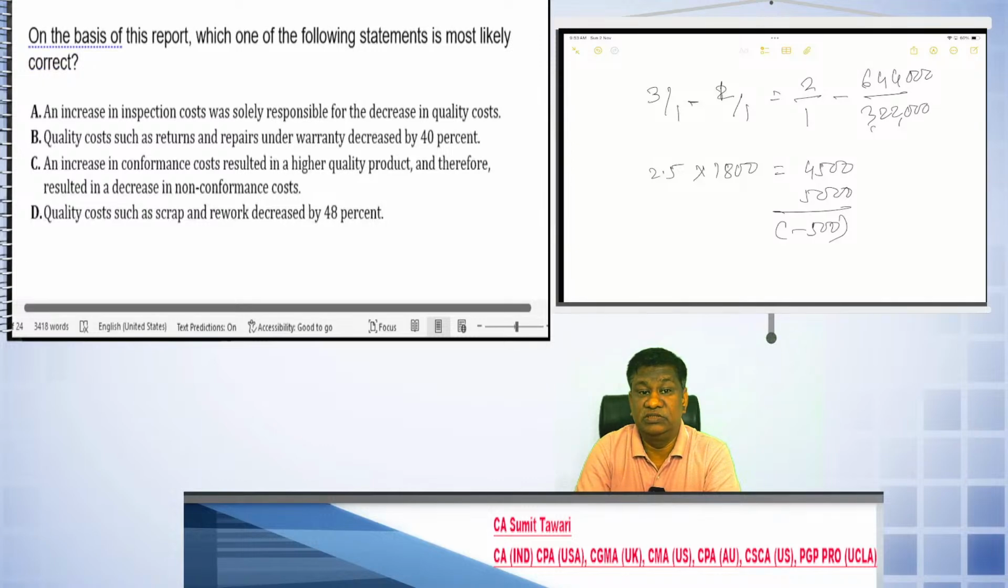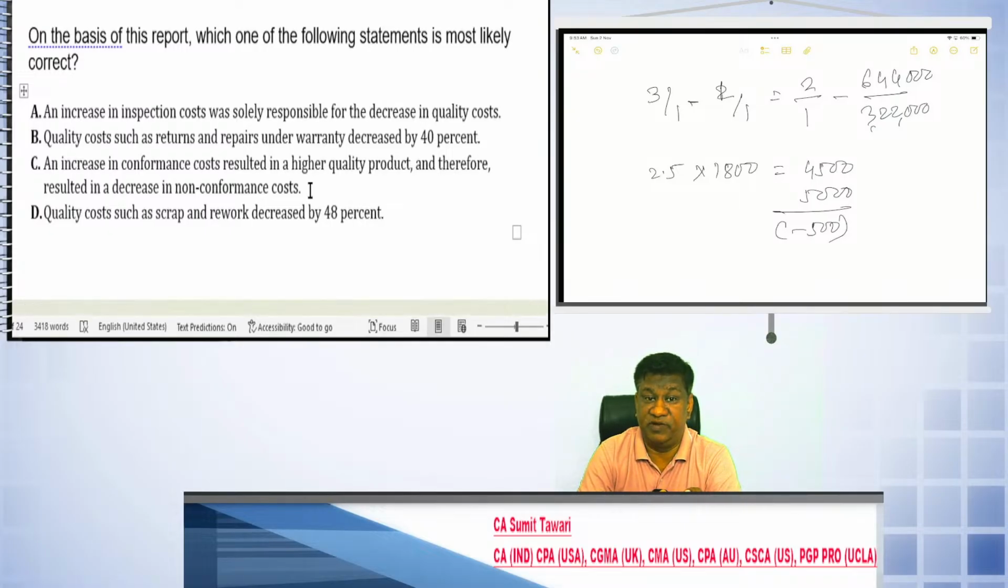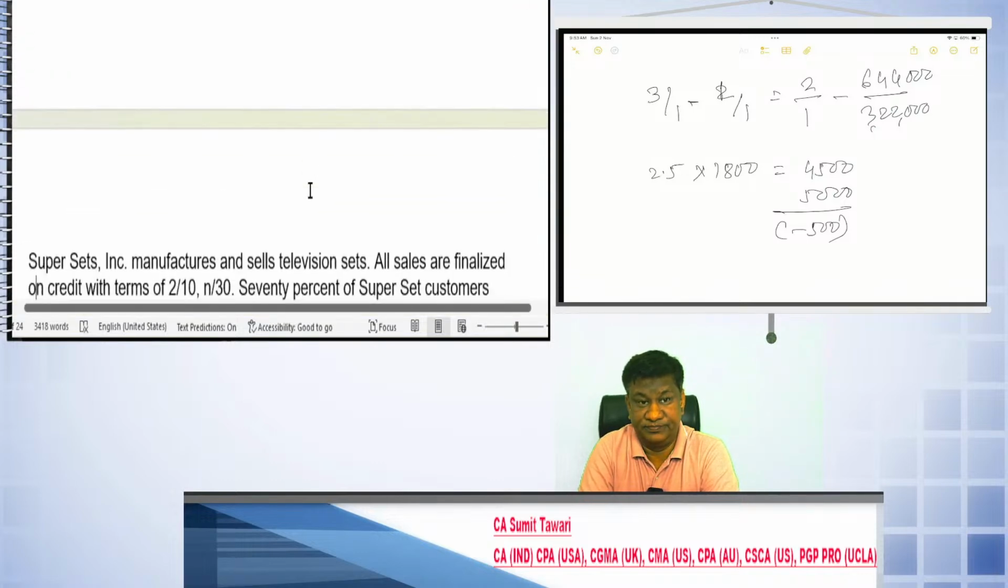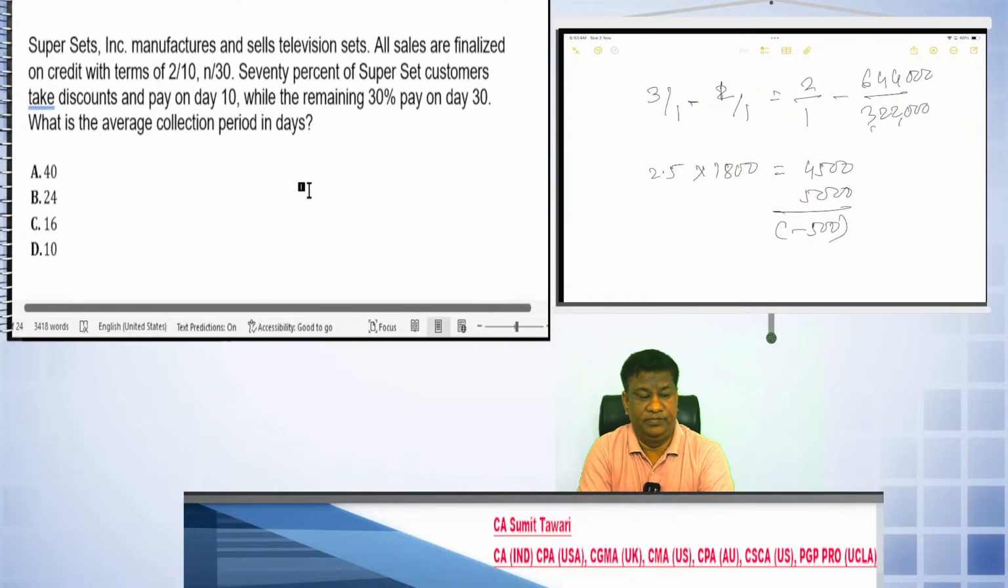So in C, what it says is that an increase in conformance cost results in a higher quality product and therefore a decrease in non-conformance cost. In A, they gave only one aspect: because of that reason, the total quality cost goes down. And in C, they gave an indication that because we increase the preventive cost and appraisal cost, the internal failure and external failure is less. I think C, sir. Yeah, C is the right answer. Question number 18.